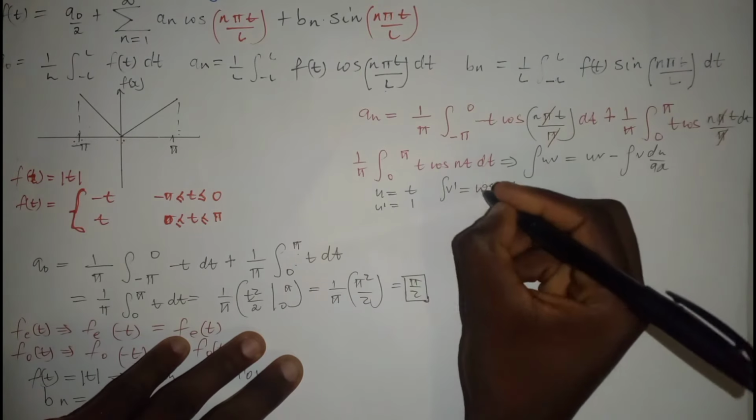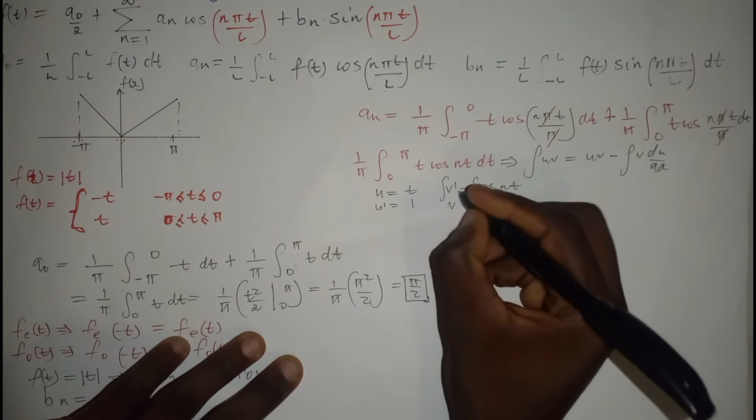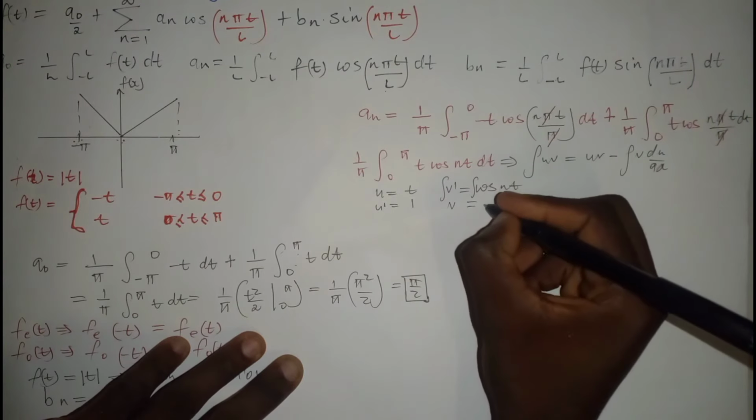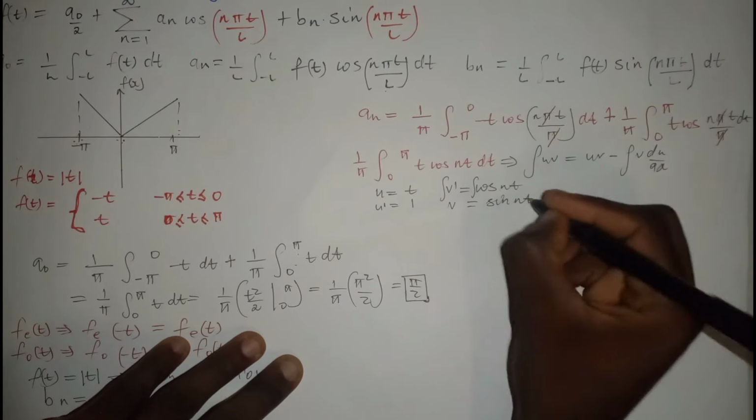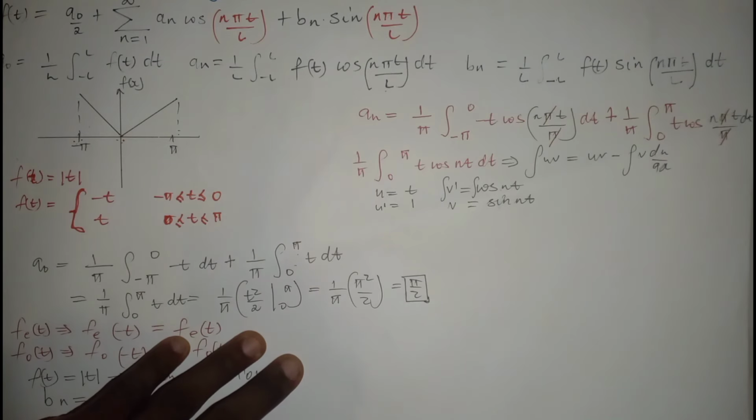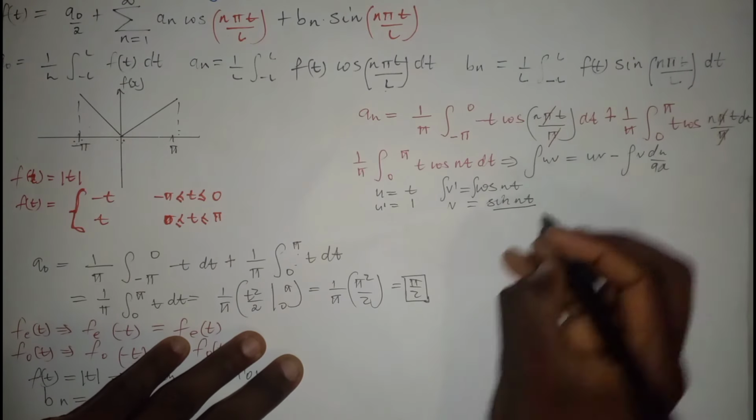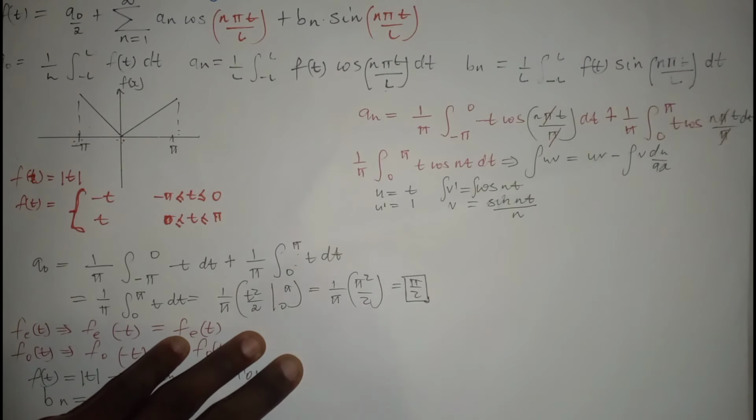And I'm going to integrate both sides to get v, since this is v prime, and we're going to get cos is now sine nt. And many people forget something here. When integrating, we have to divide by the derivative of the angle, so we're going to divide by n. If you forget this n, that will affect your answer.